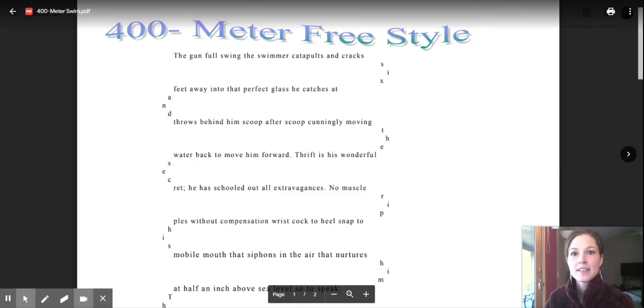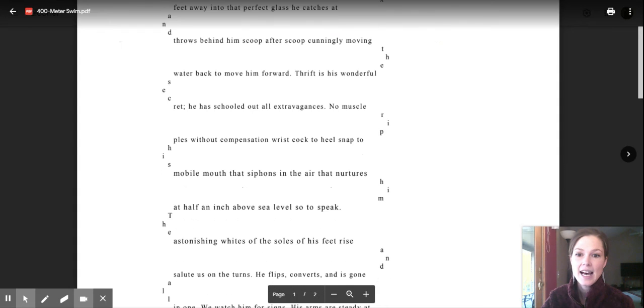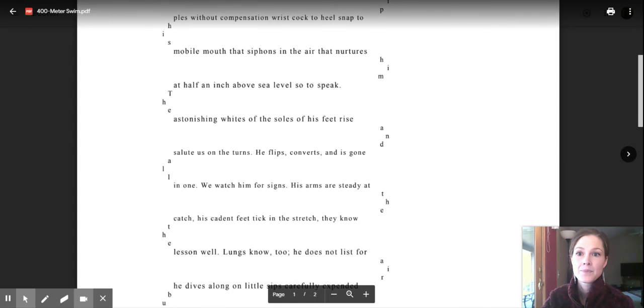The gun full swing, the swimmer catapults and cracks feet away into that perfect glass he catches at, and throws behind him scoop after scoop, cunningly moving the water back to move him forward. Thrift is his wonderful secret. He has schooled out all extravagances. No muscle ripples without compensation. Wrist cocked to heel snap to his mobile mouth that siphons in the air that nurtures him, at half an inch above sea level, so to speak. The astonishing whites of the soles of his feet rise and salute us on the turns. He flips, converts, and is gone all in one.